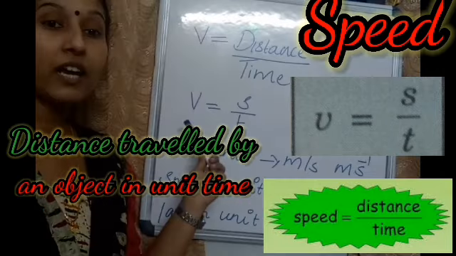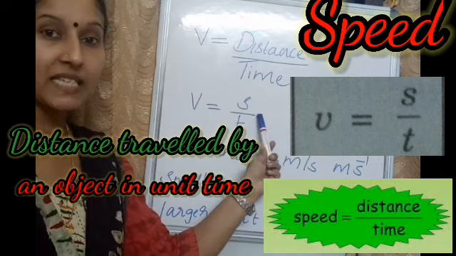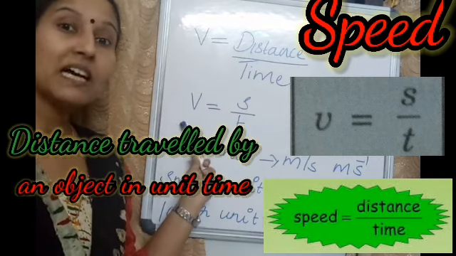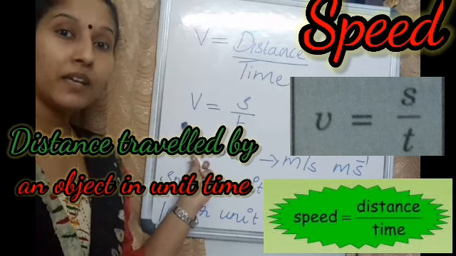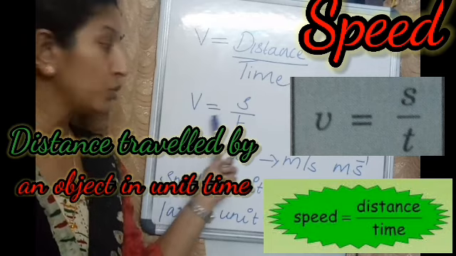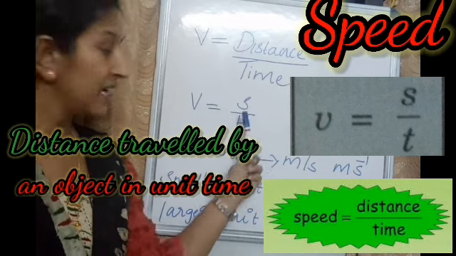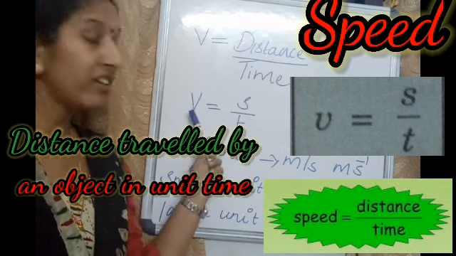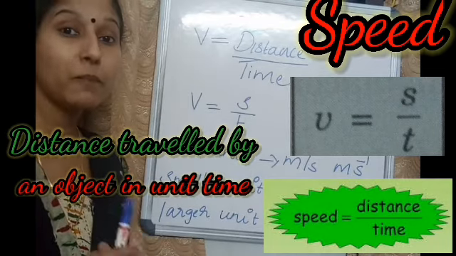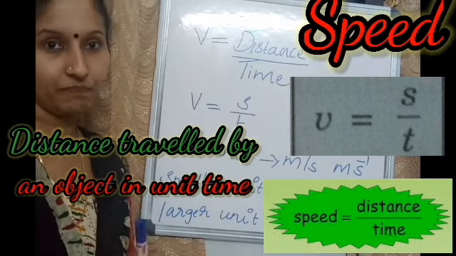And the symbol we can use for speed? V. And what about distance? Yes, S. And time? T. So which is the mathematical equation for speed? Speed V equals S by T. S stands for distance, T stands for time, and V stands for speed. So what is the equation for speed? Speed equals distance by time, S by T.